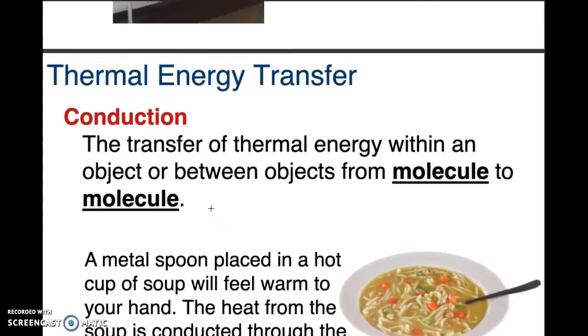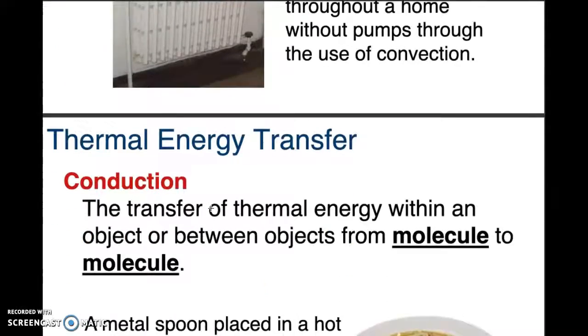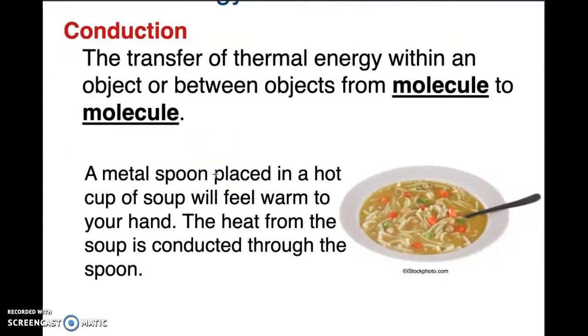Conduction is where you actually touch heat to something.